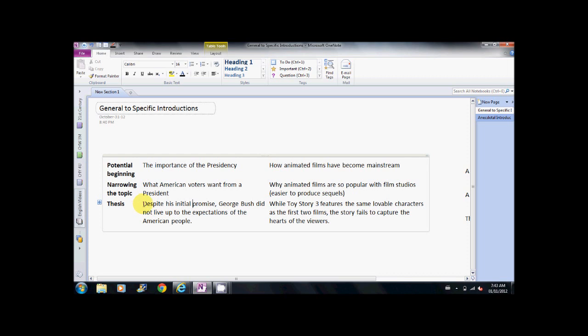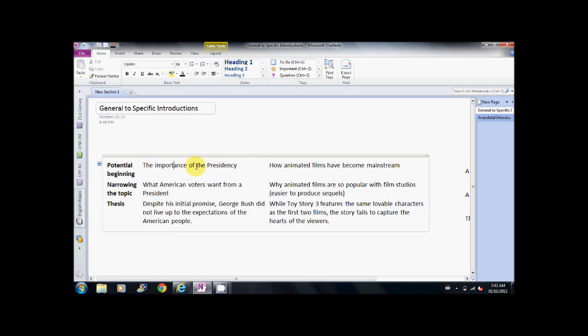So let's imagine that my thesis is about George Bush, and my thesis is that despite his initial promise, George Bush did not live up to the expectations of the American people. Now, there are a lot of ways I can begin this. I could talk or write about something to do with George Bush himself. Could be something to do with the American people.